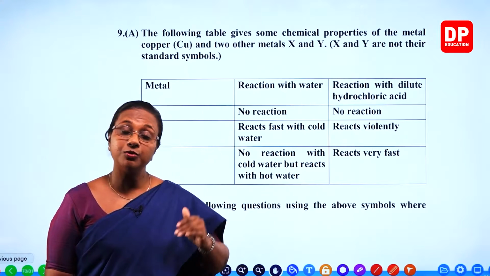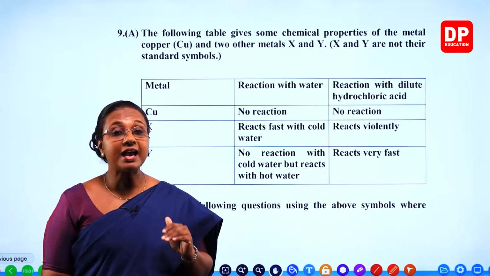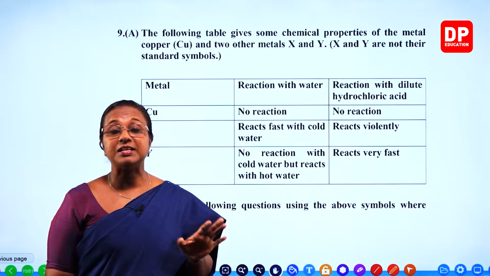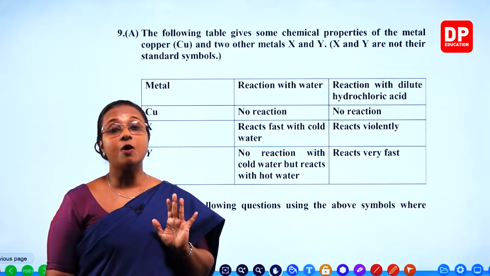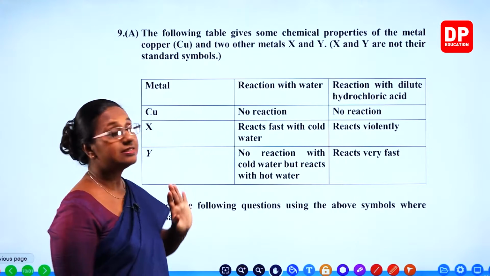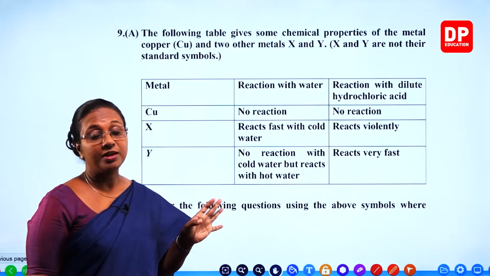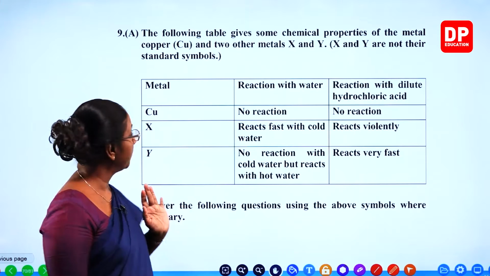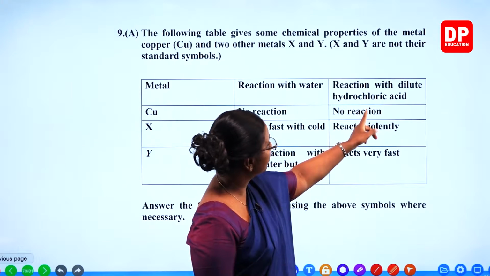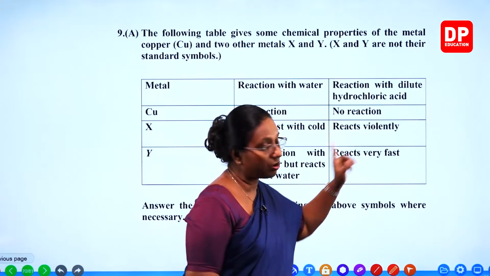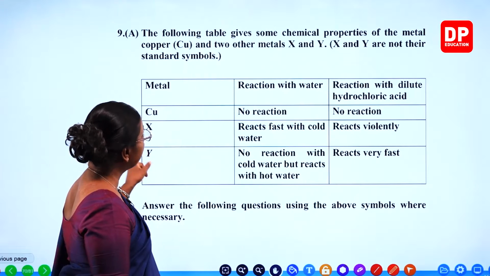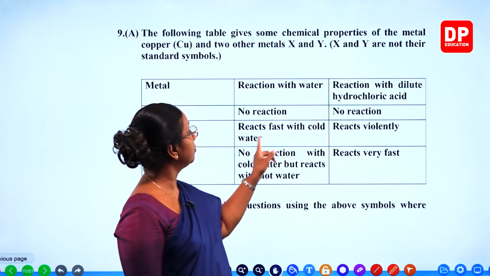And you all know when we go down the activity series, the reactivity decreases. In the activity series, the metals are arranged in descending order of their reactivity. So copper is a somewhat less reactive metal, or we call them moderately reactive metals. So there is no reaction with water, and if you see reaction with dilute hydrochloric acid, that also there is no reaction. Then, if you look at metal X, it reacts fast with cold water.